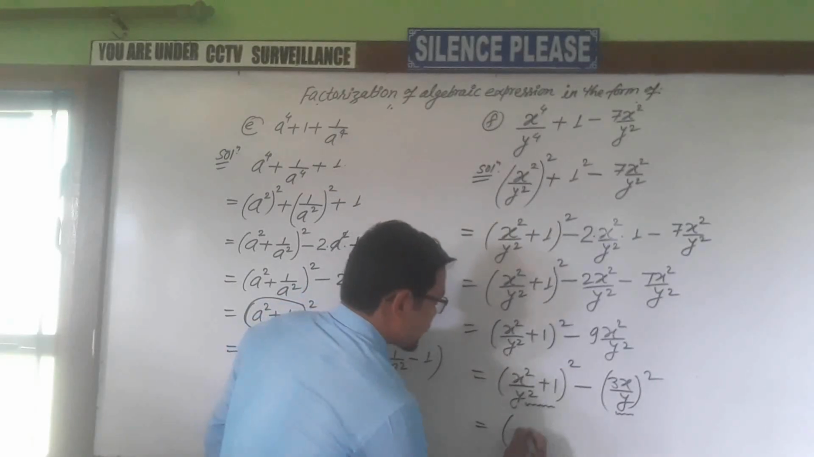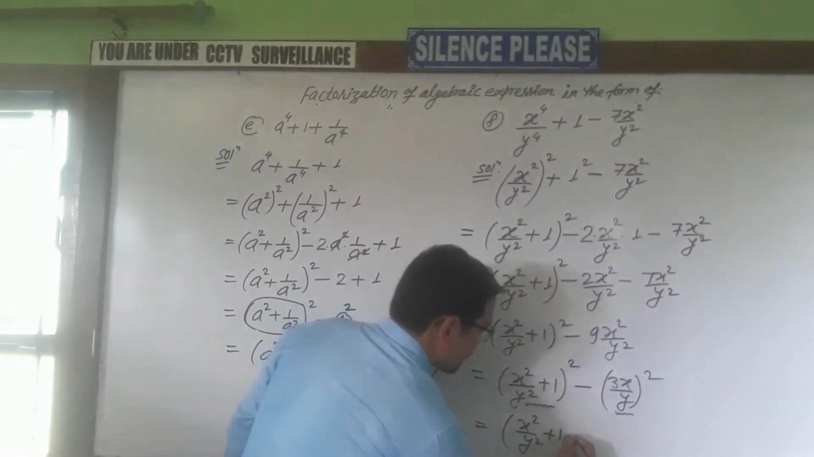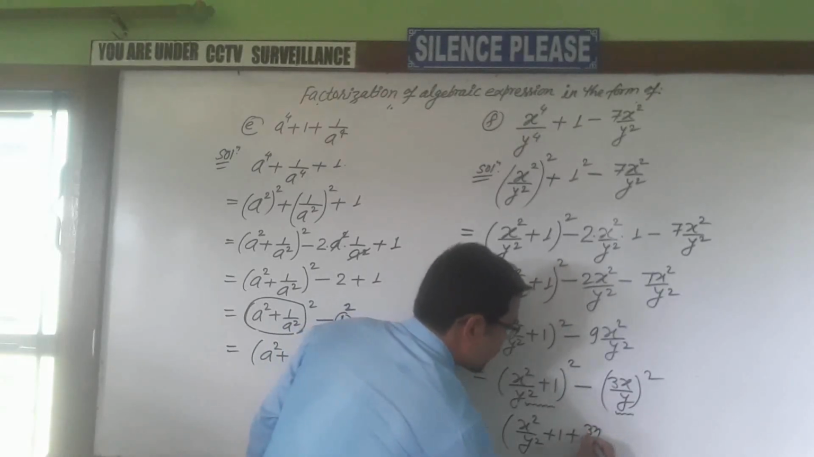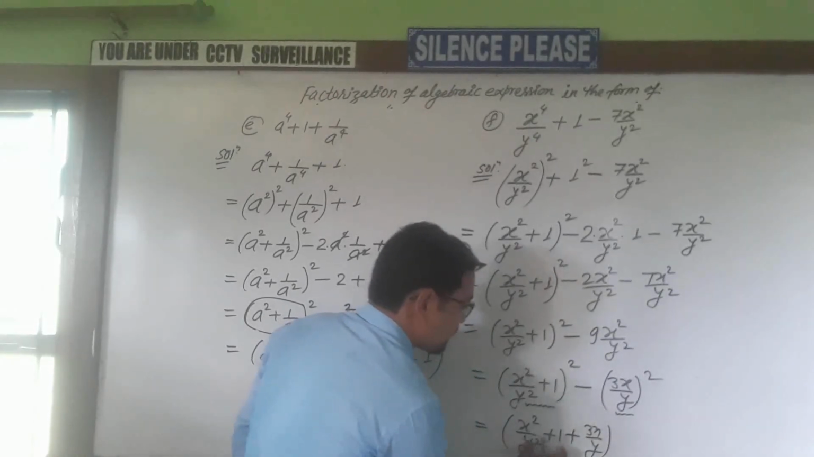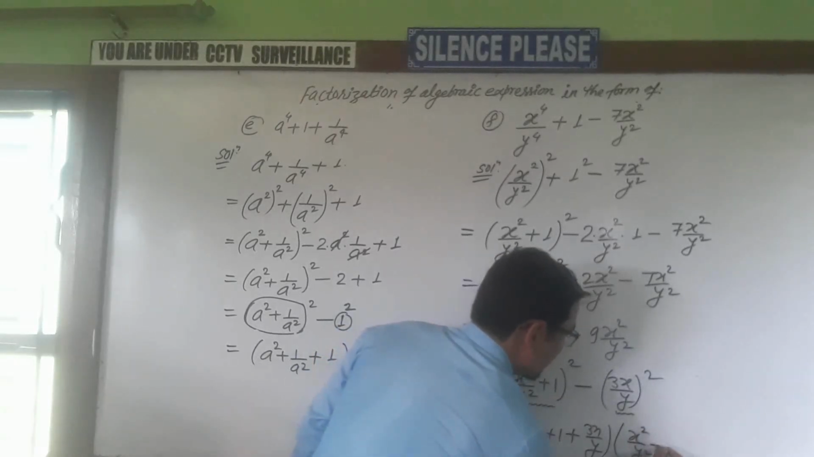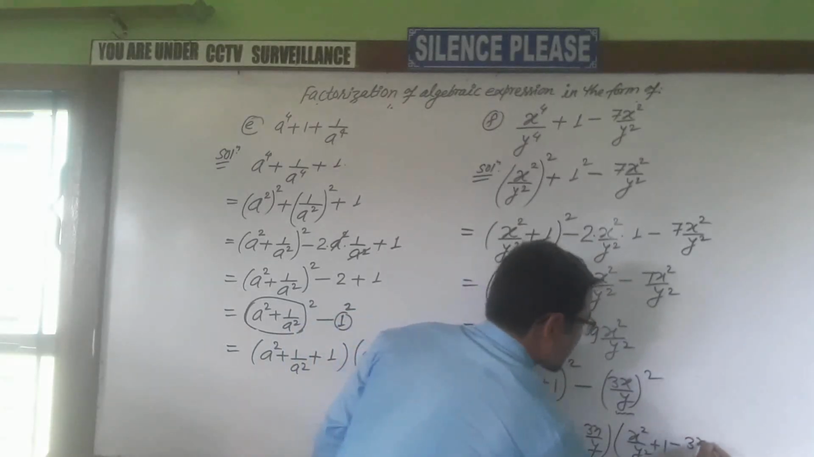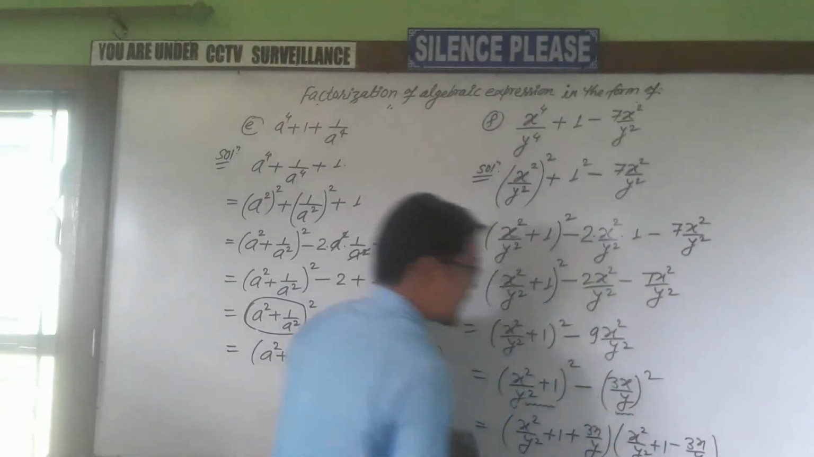The formula is a² − b² = (a + b)(a − b). So a + b is x²/y² + 1 + 3x/y, where b is 3x/y. Similarly, a − b is x²/y² + 1 − 3x/y. So this is our answer.